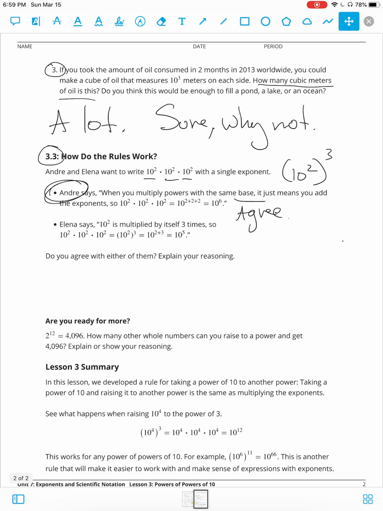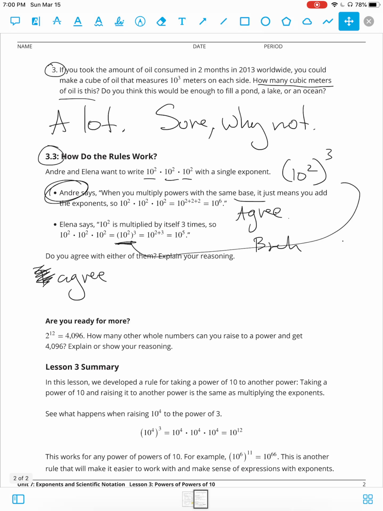Elena says 10 squared is multiplied by itself 3 times. So 10 squared times 10 squared times 10 squared is equal to 10 squared to the third power, which I agree. That's what we got over here. But they're saying it's 10 to the 2 plus 3. Do you agree with either of them? Explain your reasoning.